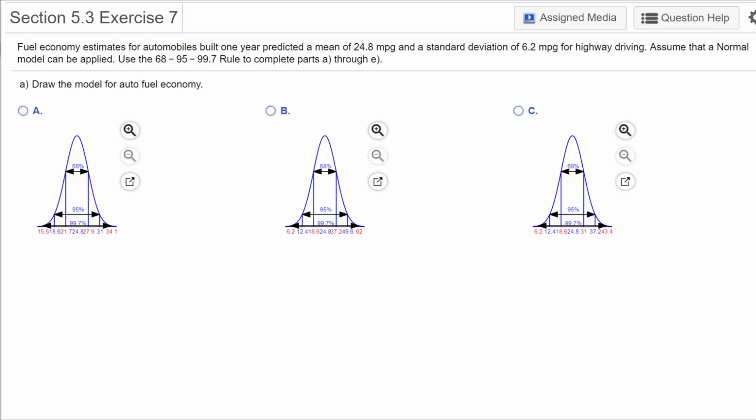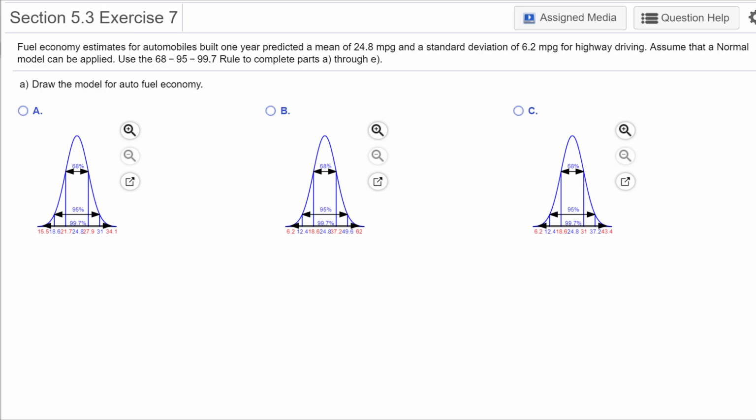Fuel economy estimates for automobiles built one year predicted a mean of 24.8 miles per gallon and a standard deviation of 6.2 miles per gallon for highway driving. Assume that a normal model can be applied. Use the 68, 95, 99.7 rule to complete parts A through E. Let me get you started on this one.